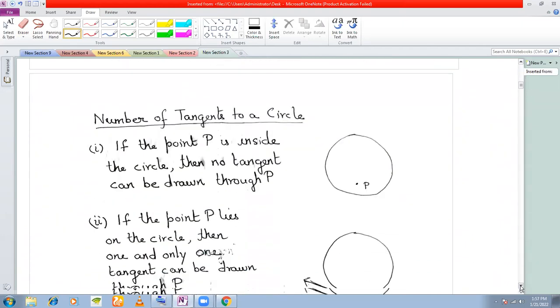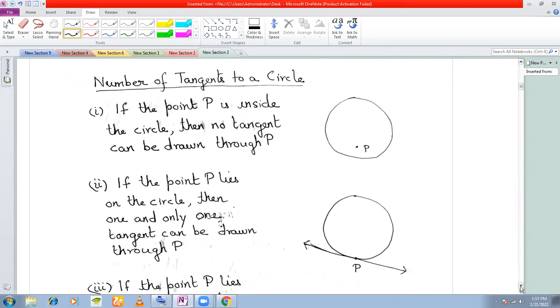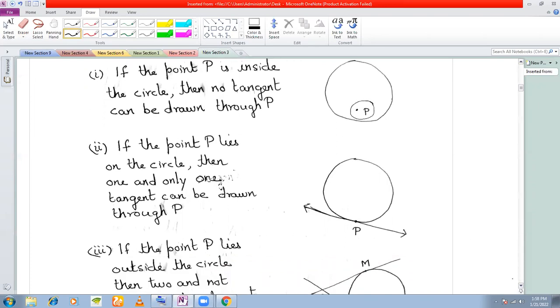Okay, and now we come to the next concept, which is how many tangents can we draw to a circle. Now the point is that tangents can be drawn to a circle from a point inside the circle. Can it be drawn from inside the circle? It is not possible. See, this is a point P, and I will not be able to draw any tangent to this circle from this point because it is inside the circle, or we say point P lies in the interior of the circle.